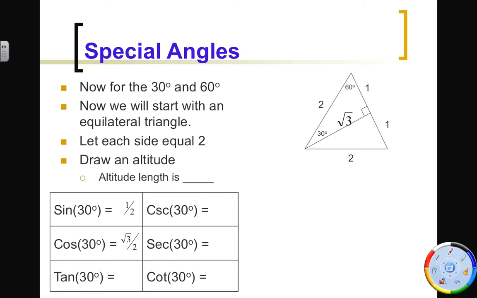Notice again, I'll keep saying this, I never show the decimals here. You should be able to do this without calculators. If I ever ask you, what's the cosine of 30?